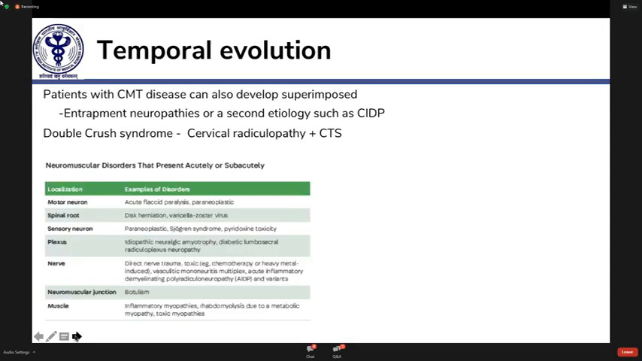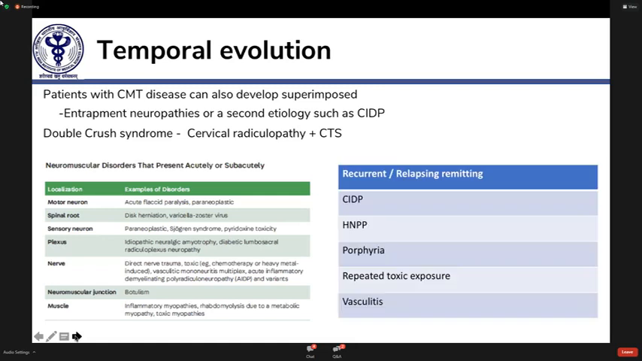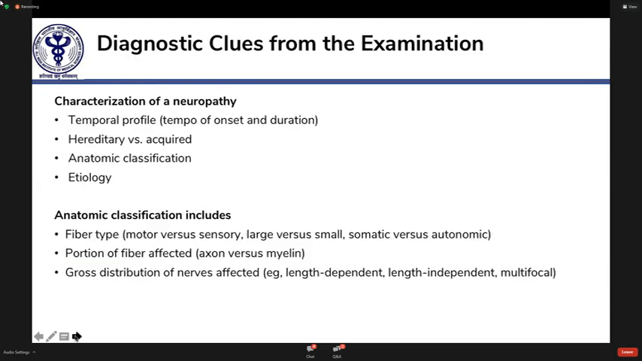So these are the other conditions in the neuraxis which can present acutely, which should be kept in mind in the differential diagnosis. For something recurrent or relapsing-remitting, the first thing we'll think of is CIDP or HNPP. And porphyria, repeated toxic exposure, and vasculitis. All these things can cause recurrent or relapsing polyneuropathies.